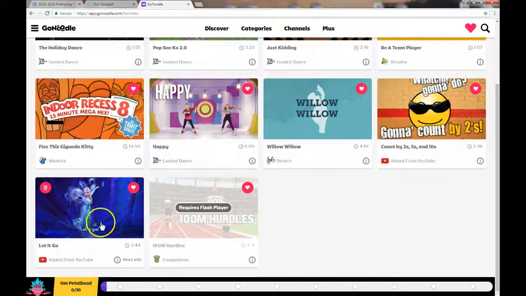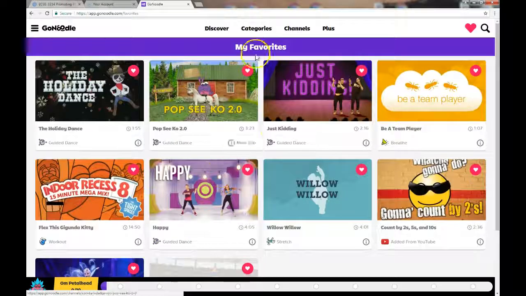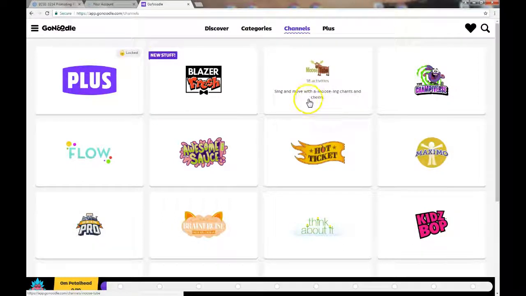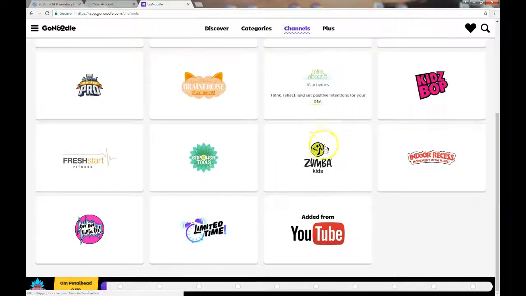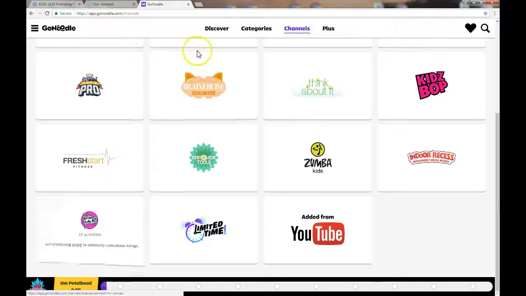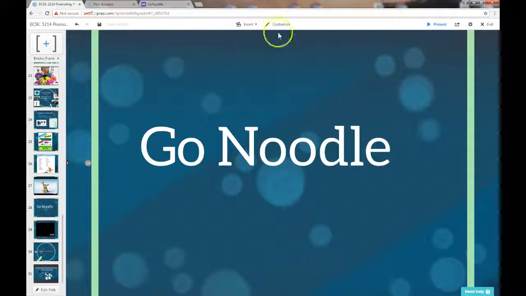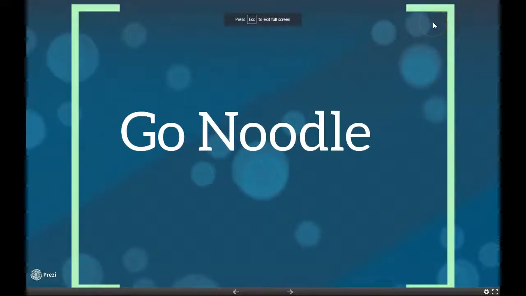They even have the Let It Go video here, so students can dance and sway and do things like that. There's one here that's track and field. But anyway, they're all up here by category. They're also by channel, if you're looking for something in particular. Zumba Kids, that I just showed you, was the Cuckoo Kangaroo guys. All free and available to you. So it is a great, great website. GoNoodle. If nothing else, that's one you definitely need to snag.